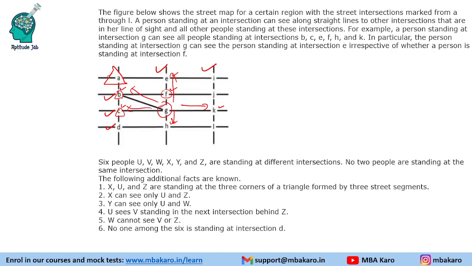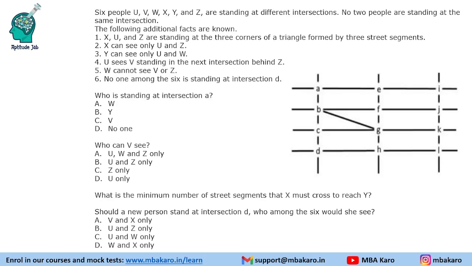Now we are given some more information that there are six people, U to Z, standing at different intersections. No two people are standing in the same intersection. So let us look at the statements along with the questions as well.